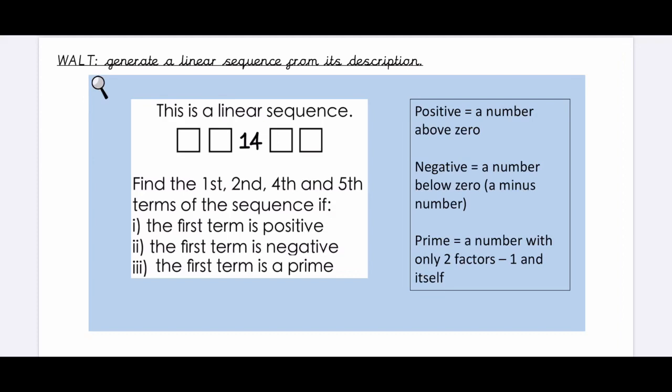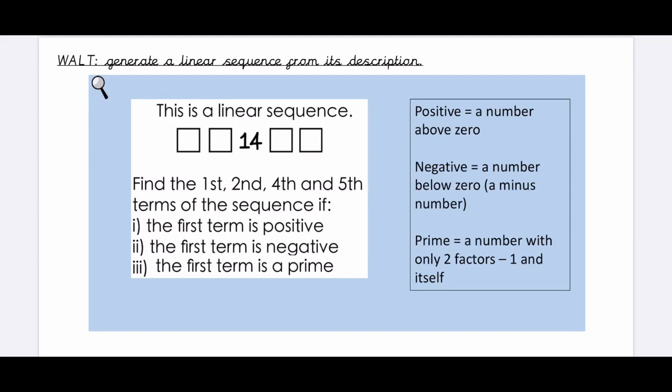And part 2 says that the first term in the sequence must now be a negative number. So that first missing number is now a negative number. Okay, then work out what the second term would be so that your third term is then 14. And you then need to work out what the fourth and fifth term would be as well.